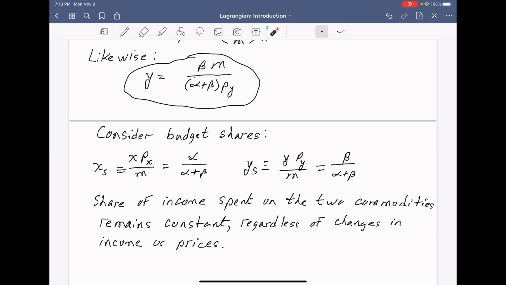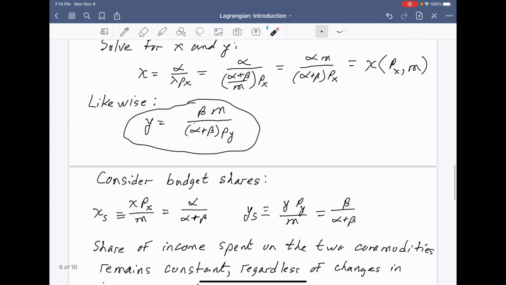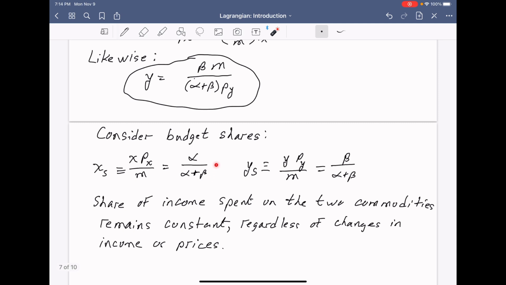So let's consider budget shares and define the budget share for x as simply the amount of x times the price of x over the total budget, which when we plug in these values from above, we end up with alpha divided by alpha plus beta. The budget share for y is equal to y times p of y over m, and that turns out to be beta over alpha plus beta. So the result here is that the share of income spent on the two commodities remains constant regardless of changes in income or prices, which is probably a little unrealistic.